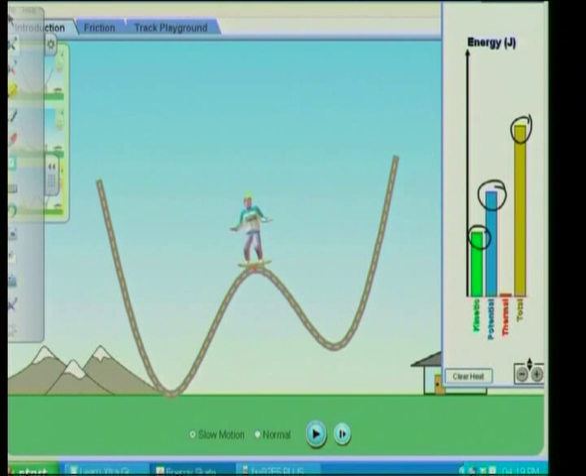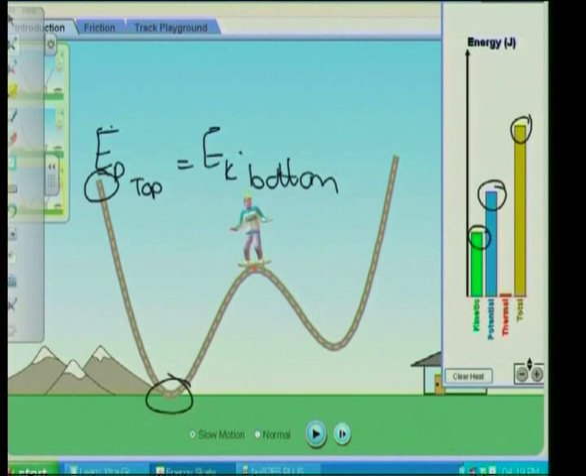What I need you to get, and this is what I was saying earlier, is that some of you will say my potential at the top equals my kinetic at the bottom of the motion. I can't say that, because that is only valid for this point compared to that point. But if I ask you to compare this point to that point, this here has both potential and kinetic. I can't ignore that. I can't say the potential doesn't exist, because it does exist.